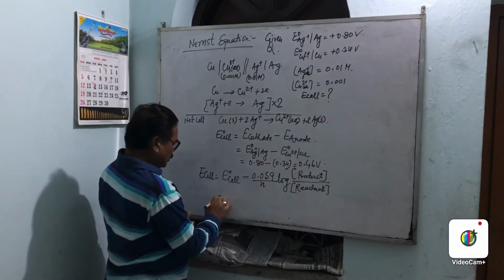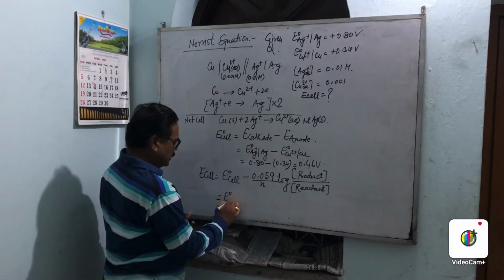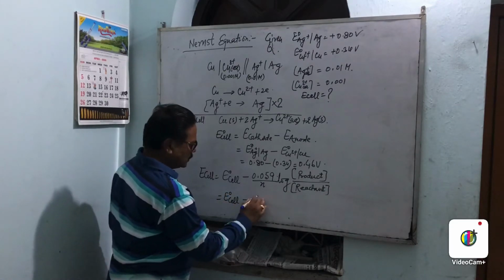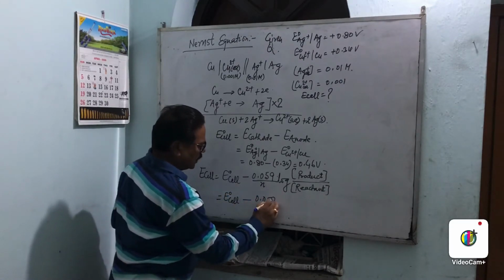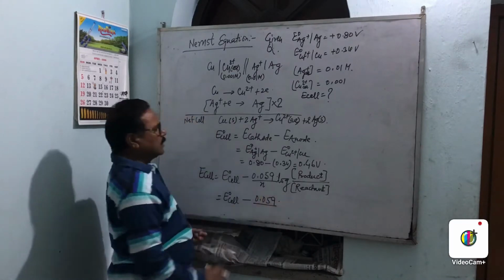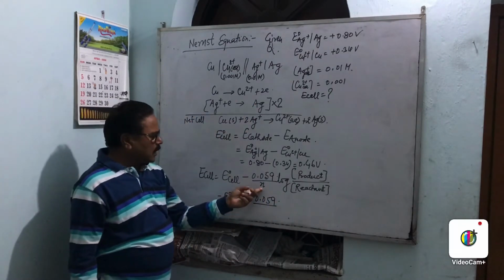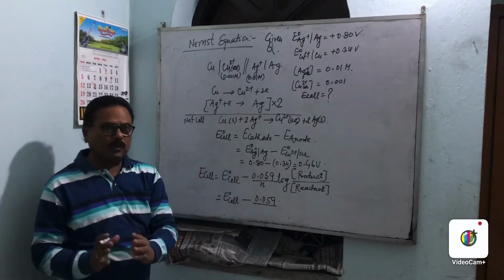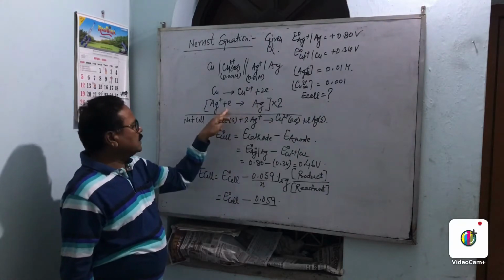So we again write E0 cell minus 0.059 by n, and the value of n. Why does it need to be multiplied? Because for a common value of n, the electrons lost and gained should be the same.